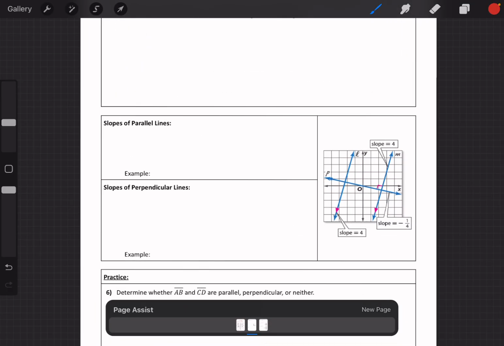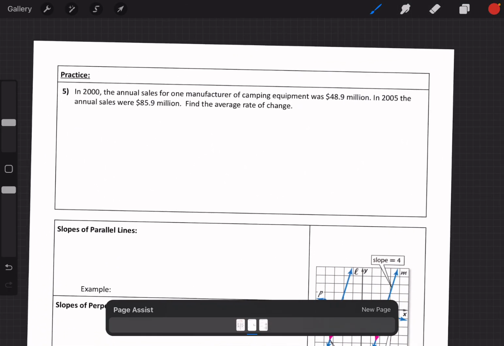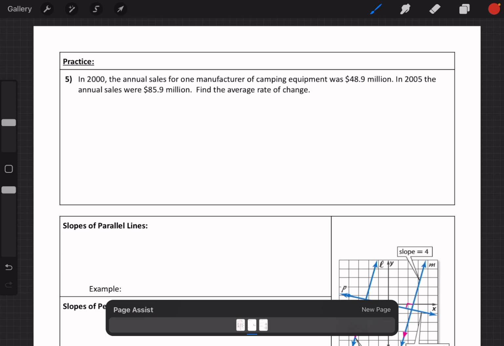So when we are on that coordinate plane, I'm sorry, just kidding, not yet. This is going to be that rate of change that we talked about. So it says in 2000, the average annual sales for one manufacturer of camping supplies was 48.9 million. That is going to be my starting X and my starting Y. Then after that, in 2005, the annual sales was 85.9 million. So this is going to be my ending X and my ending Y.